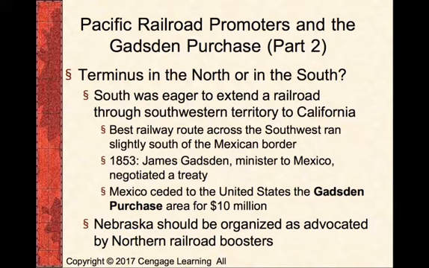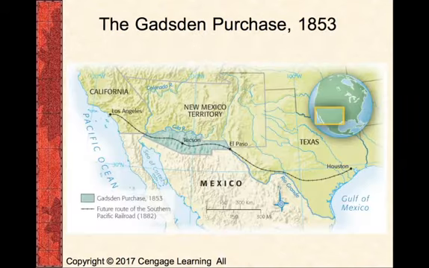Northerners backed a route that would go through Nebraska, and so they were trying to get Nebraska organized as a territory and get a railroad built through there. Here's the southern route right here.